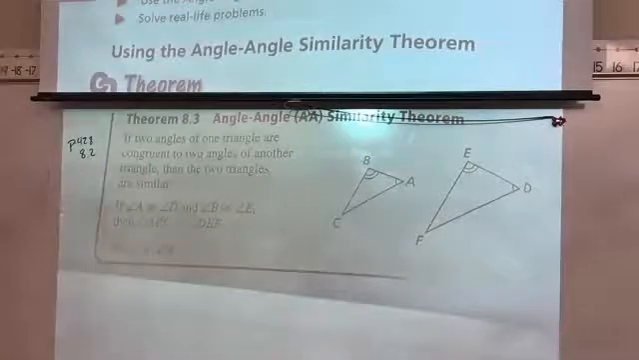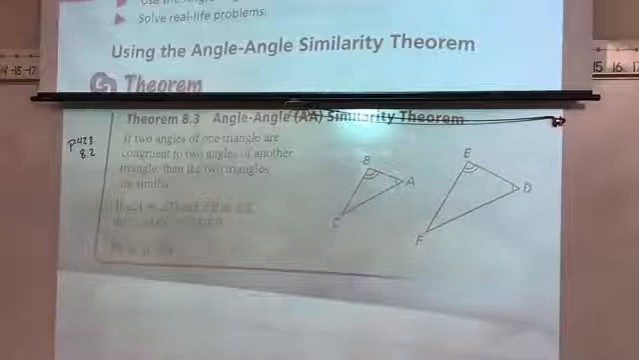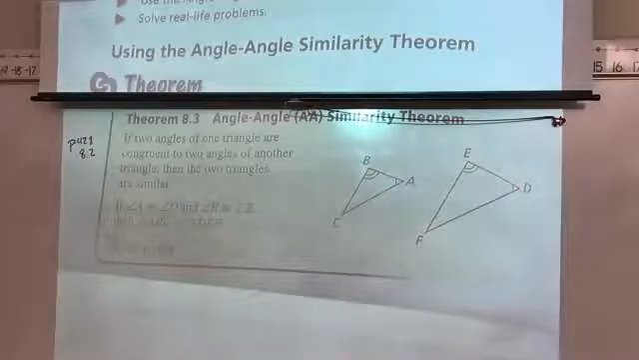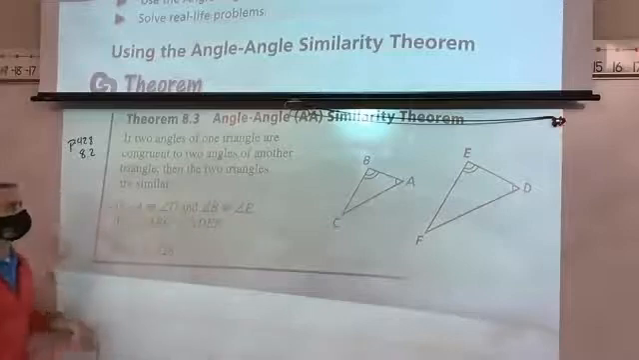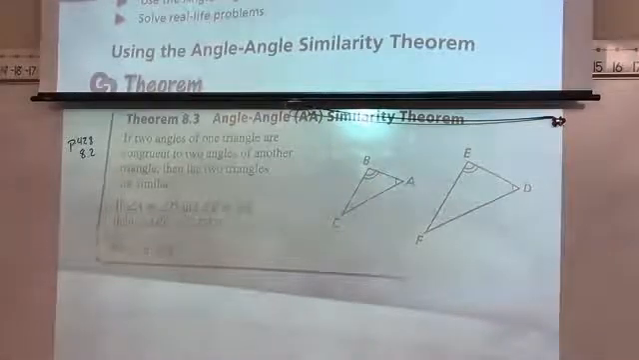So here's one of our reasons. This is the one reason we're talking about today, the one reason we can say that 2 triangles are similar. And this is angle-angle similarity. This says if 2 angles of one triangle are congruent to 2 angles of another triangle, then the 2 triangles are similar.